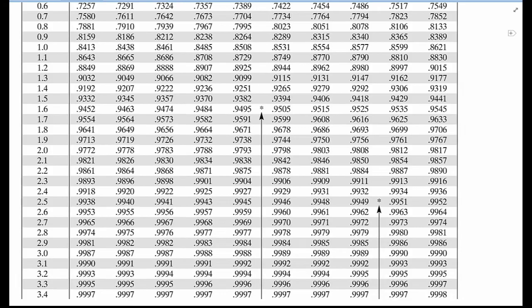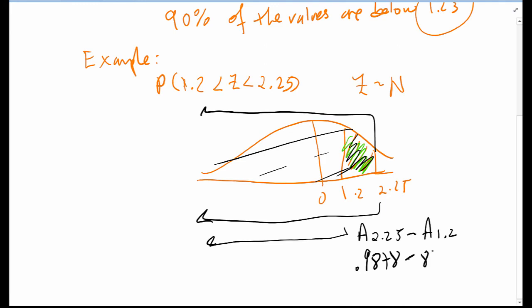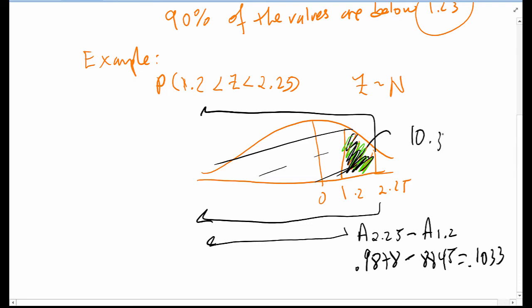At 1.2 we have 88.49. Then you take the difference of the two values, and for that I am going to need a calculator. So 98.78 minus 88.45 gives me 10.33. So that means that about 10% of the data is in this region right here.